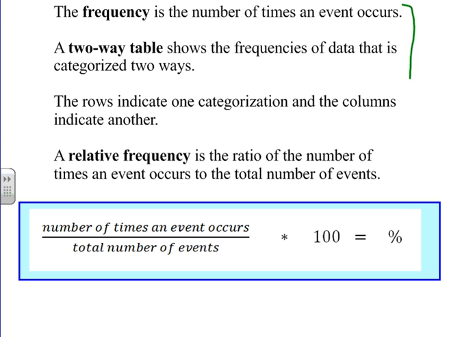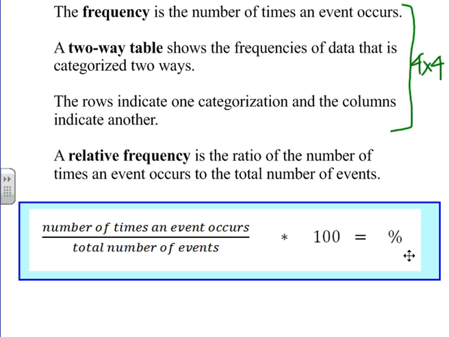When we're building a table, we are going to build a 4x4 table. That will help us to show the data. A relative frequency is the ratio or fraction of the number of times an event occurs to the total number of events. So here's our ratio, our fraction: number of times an event occurs divided by the total number of events. We're going to multiply it times 100 to get our percent.